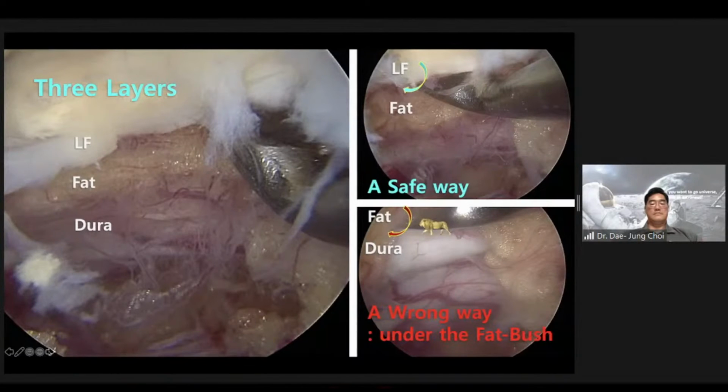So, I will tell you where the safe back door is. You should remember that there are 3 layers in the epidural space: ligamentum flavum, fat, and dura. The safe way of crossing the midline is to go between the ligamentum flavum and fat layers. Never try to go under the fat layer. Under the fat layer, there's a huge lion, so when you try to go under the epidural fat layer, the lion will catch you and swallow you in a big mouth.